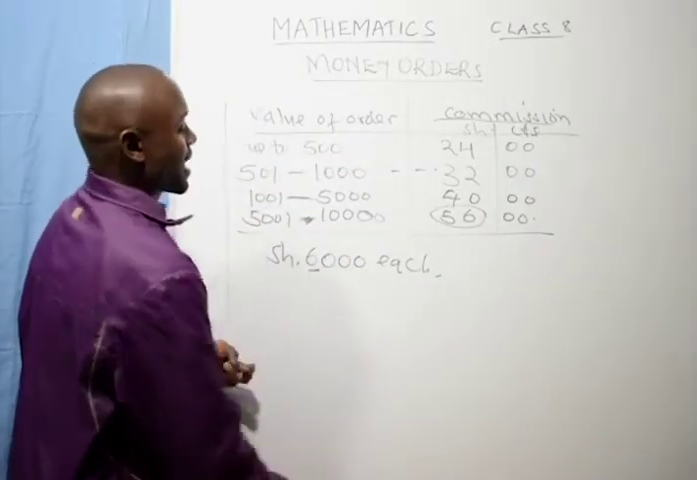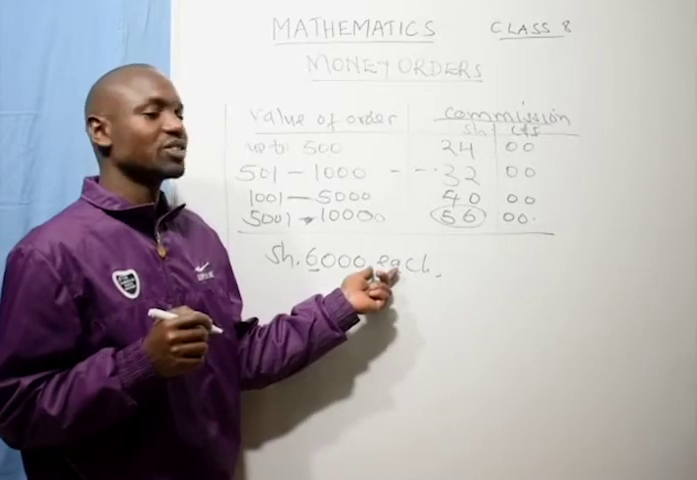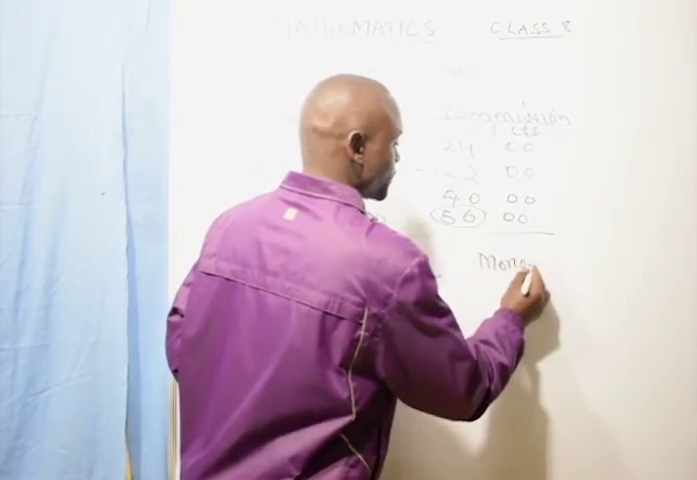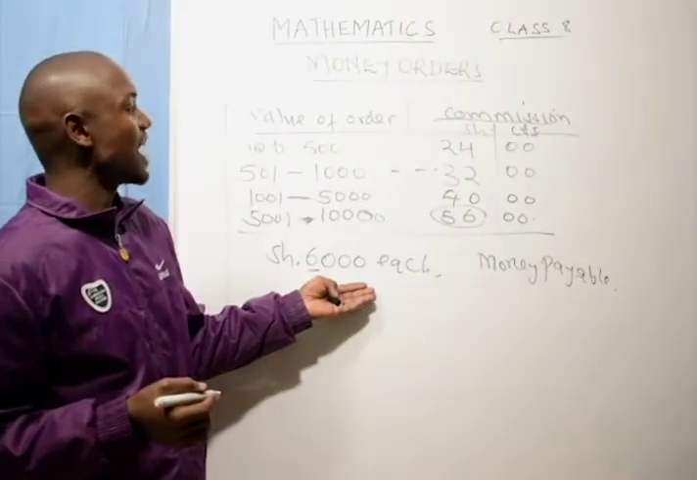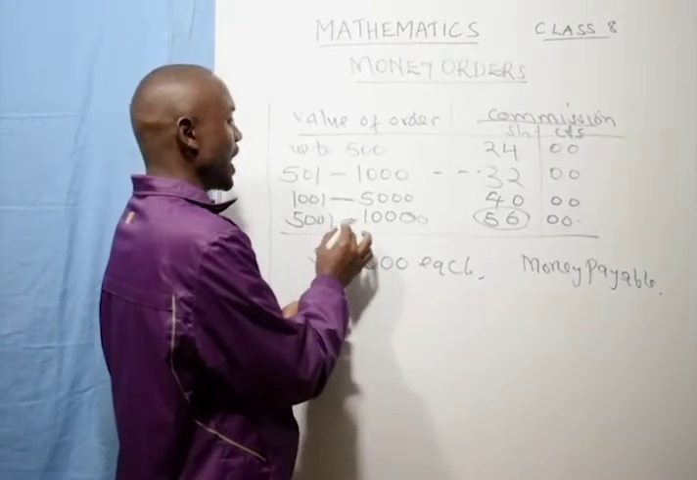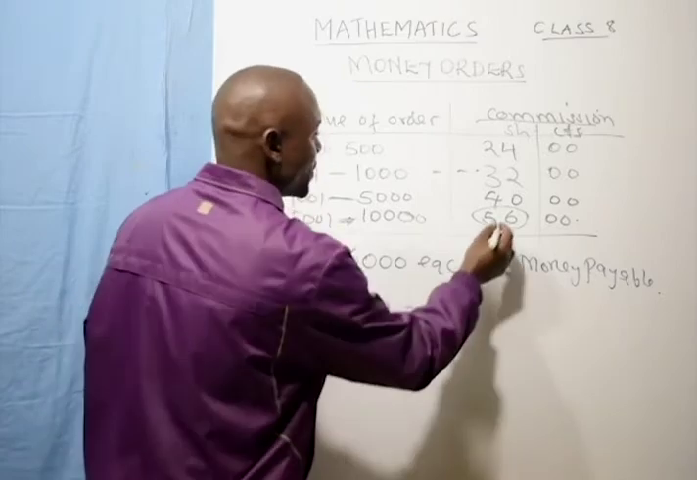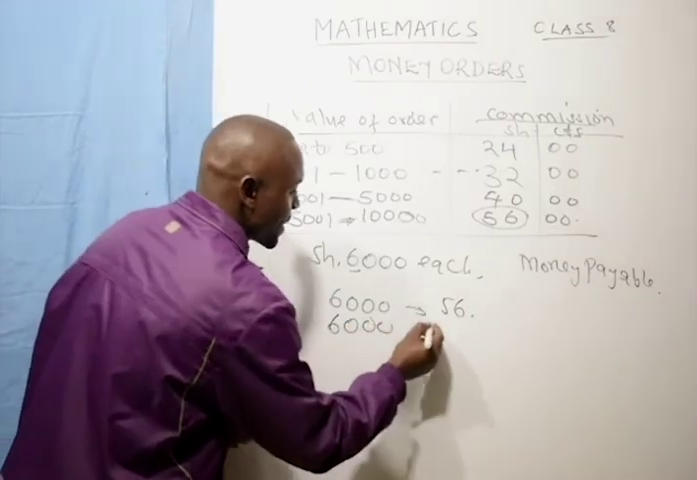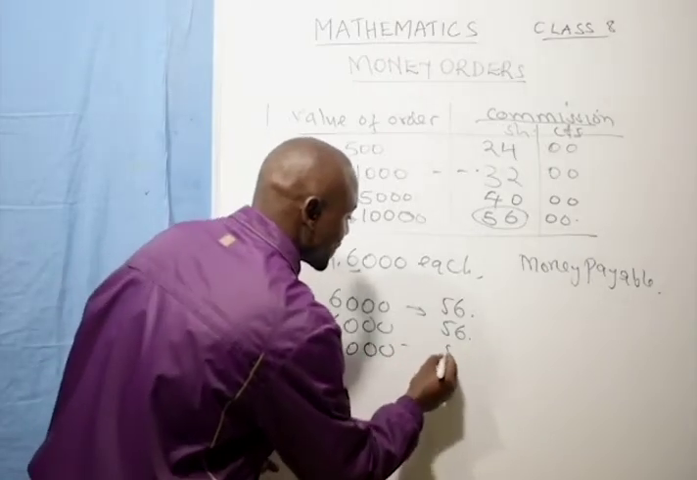If you are told he sent 3 money orders each worth 6,000 shillings, how much did he pay for the postage? Here we are calculating the money payable, which includes the total value of orders plus the commission charge. In this case, 6,000 will range here. So he paid for one worth 6,000 a commission of 56 shillings. Another worth 6,000, he paid 56 shillings. Another worth 6,000, he paid 56 shillings.